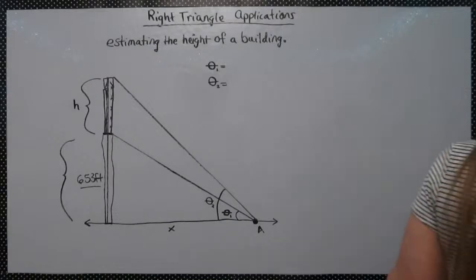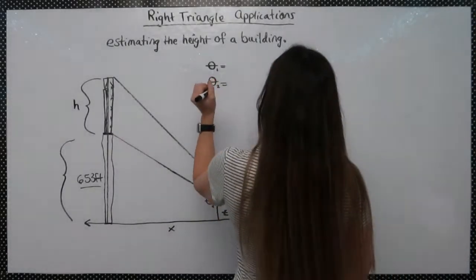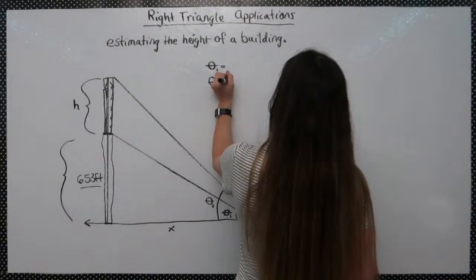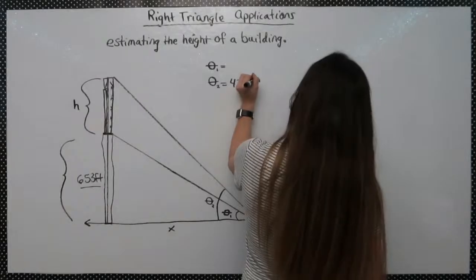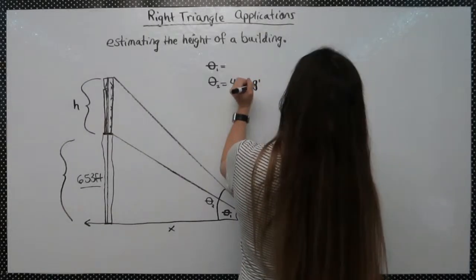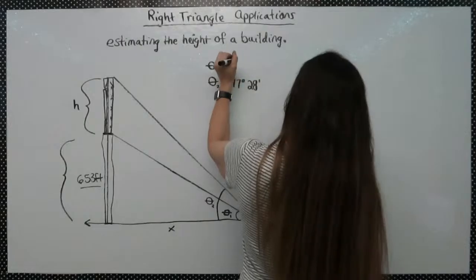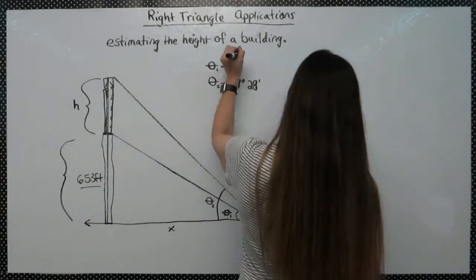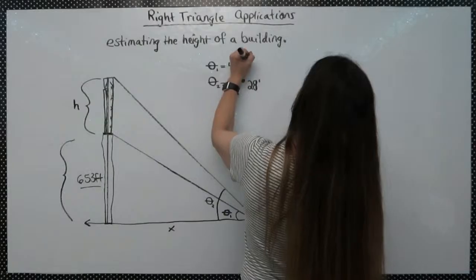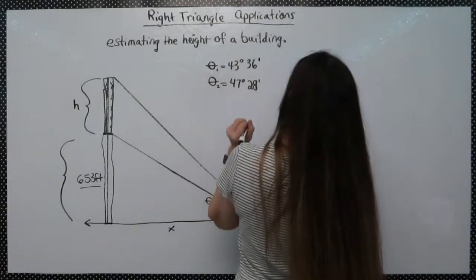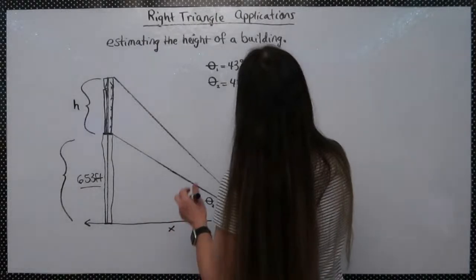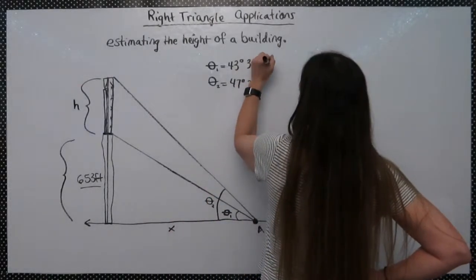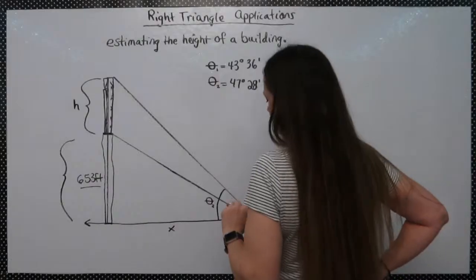47, 28. Let's see. So we'll say theta sub 2 is the larger angle, so that's got to be 47 degrees and 28 minutes. Oops, not 21, 28 minutes. And then theta 1 was a smaller theta. That's going to be 43 degrees and 36 minutes. And what I really want to do, I kind of just put these in decimals that way, but we'll just go with it.